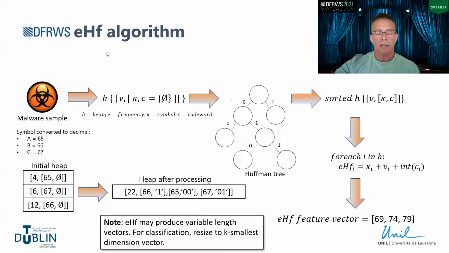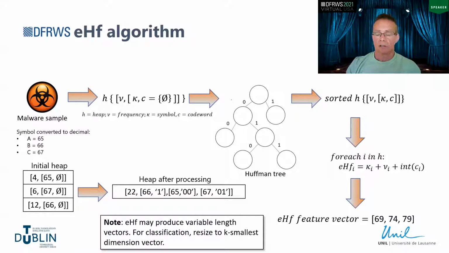The EHF algorithm is, I suppose, an extension of that. It calculates the code words in the same way as before. But what it does at the end is combine the symbol, which is converted to its decimal equivalent, the integer value of the binary code word, and then also the frequency itself.